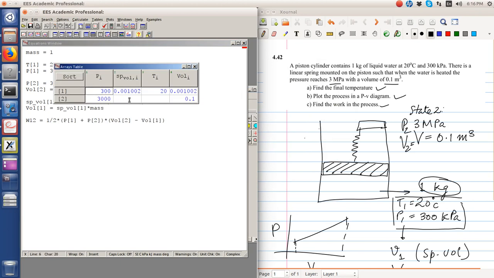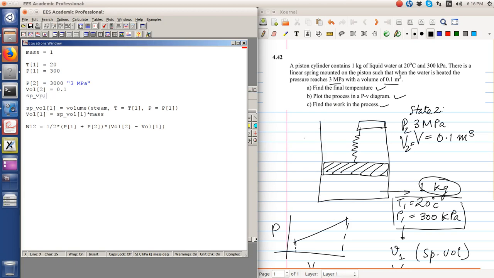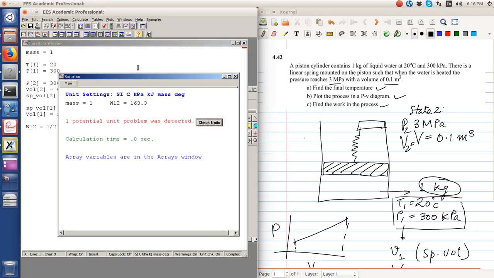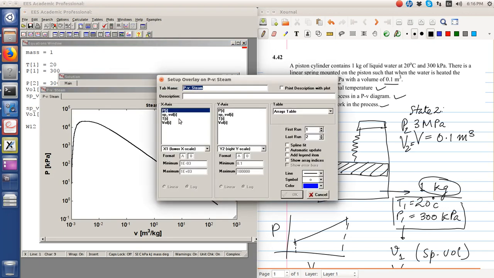We don't have the specific volume at state 2, that is why the computer threw an error. So let's find the specific volume at 2. Specific volume at 2 is simply equal to the volume at 2 divided by the mass of the system. There we are, pardon me. There we go. So we now go to plots, overlay plot, specific volume versus pressure.